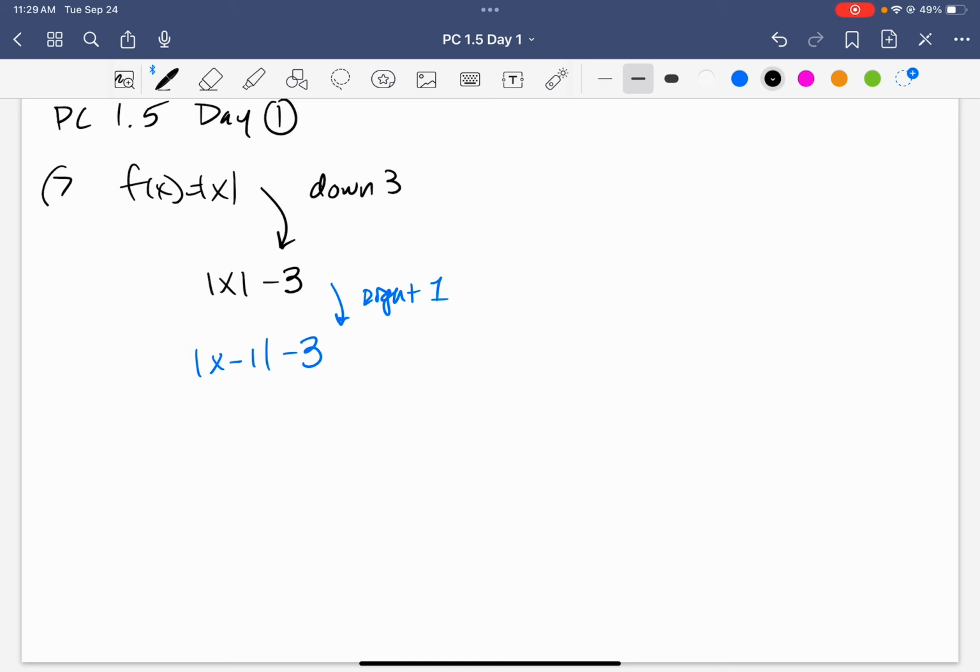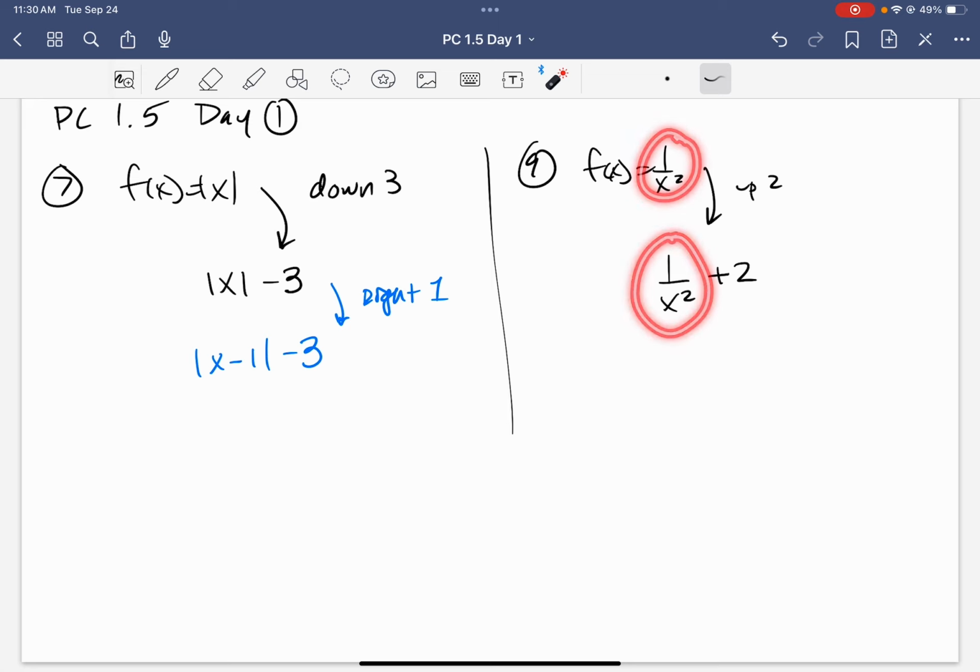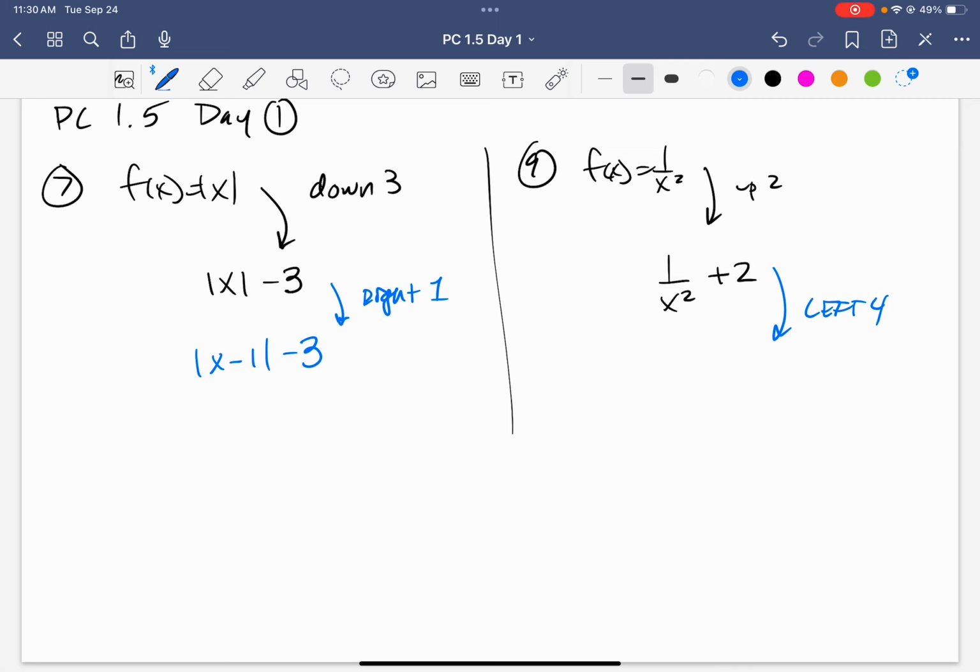Number 9 says I've got this function, and it wants to shift it up 2. So if I go up 2, I'm going to take this whole thing and add 2, because I take all my old y's and add 2 to them. That shifts it up 2. And then if I go left 4, I'm going to mess with x. And so left 4 would do the opposite of what I would think, and it adds. Okay? And that would be your final function.